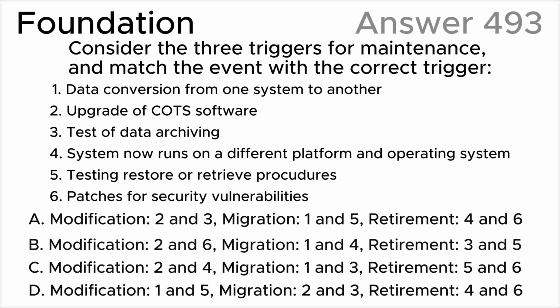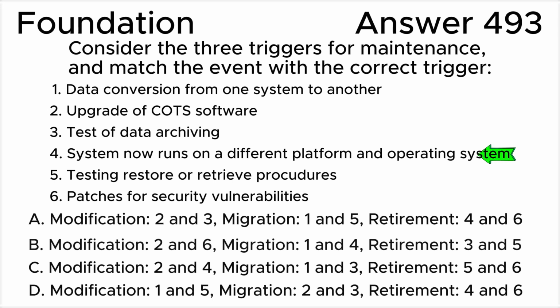Let's look at all the statements from 1 to 6. Statement 1 refers to migration. This option is migration because data is being transferred to a new system. Statement 2 refers to modification. This option is a planned enhancement or modification. Statement 3 refers to retirement. This option is a retirement activity as it ensures long-term data storage.